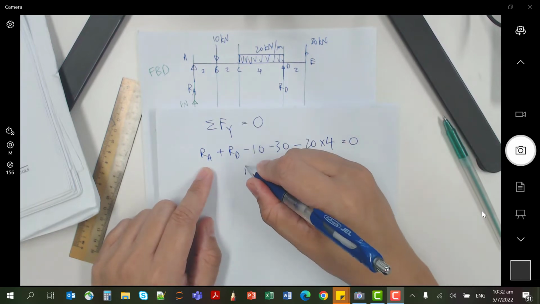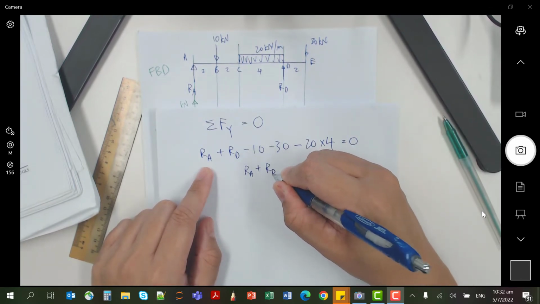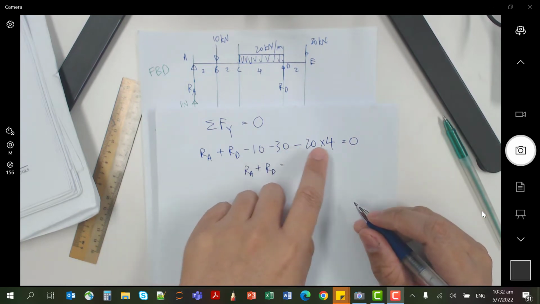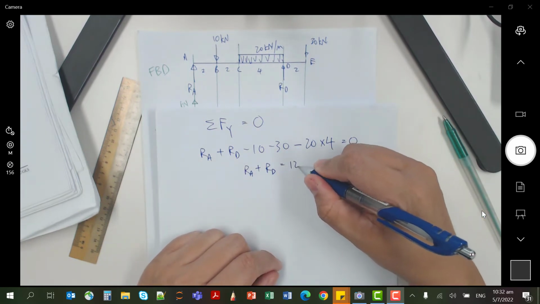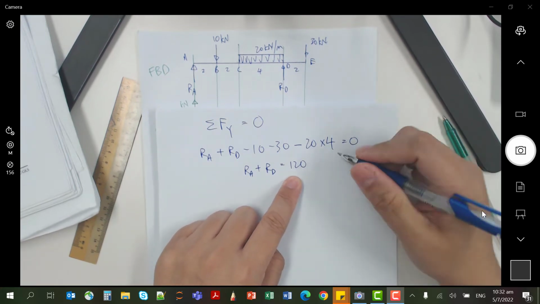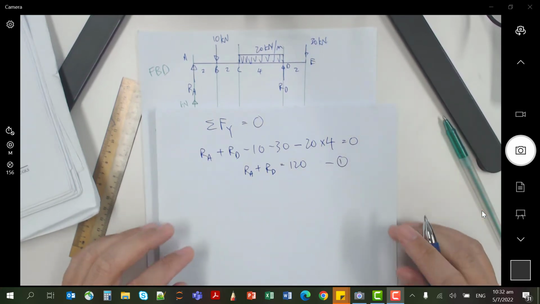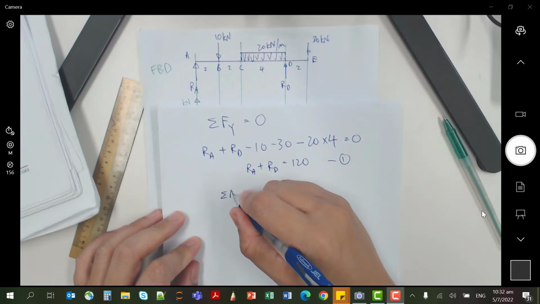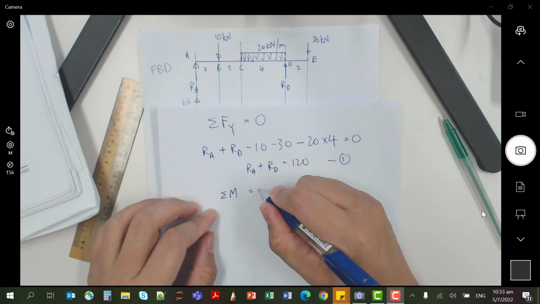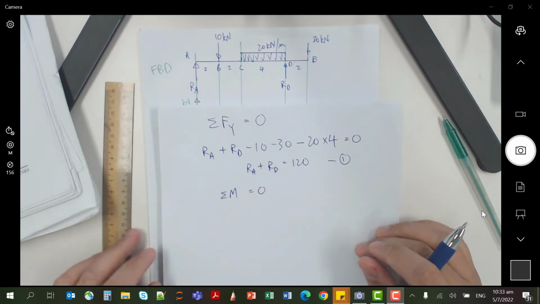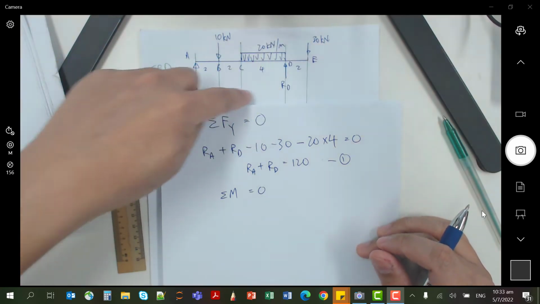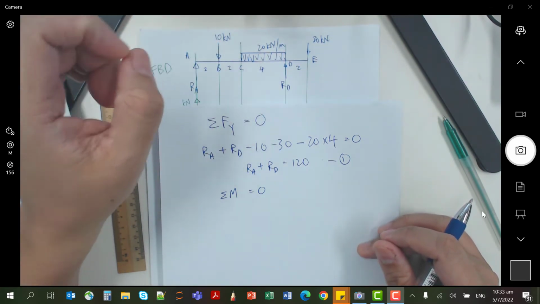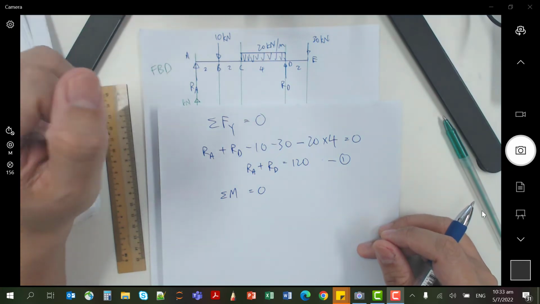Okay, so RA plus RD equals minus 20 minus 30 minus 80, so it's 120 over here. Okay, this is equation 1. Next, I will take moments about a certain point, equals 0. Like what I mentioned previously, if the whole system is in equilibrium, no matter where you take the moments about, the sum of moments will always be 0.